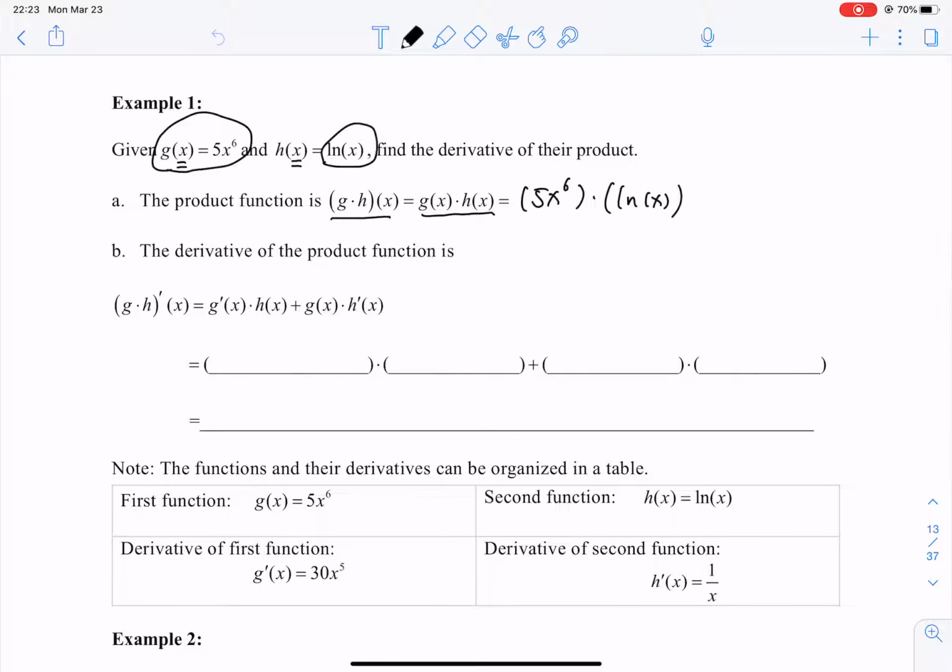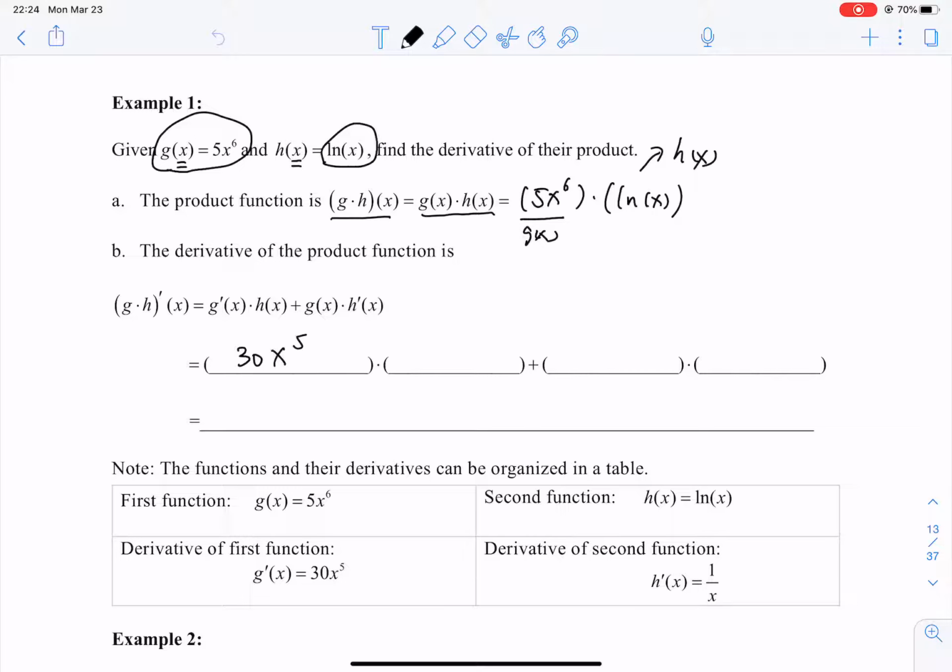And the next one, we use the formula. The formula is given, but now you have to memorize this one. But for this example, since this is the first time we use this formula, it is given directly. Then let's just follow it one by one. What is g of x? This is g of x, and this is h of x. So g prime of x is just 5 multiplied by 6x to the 5th power. So it is just 30x to the 5th power.